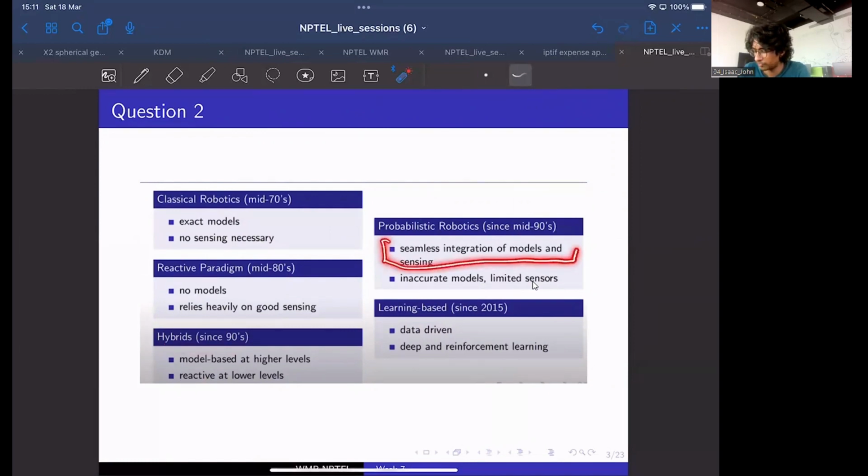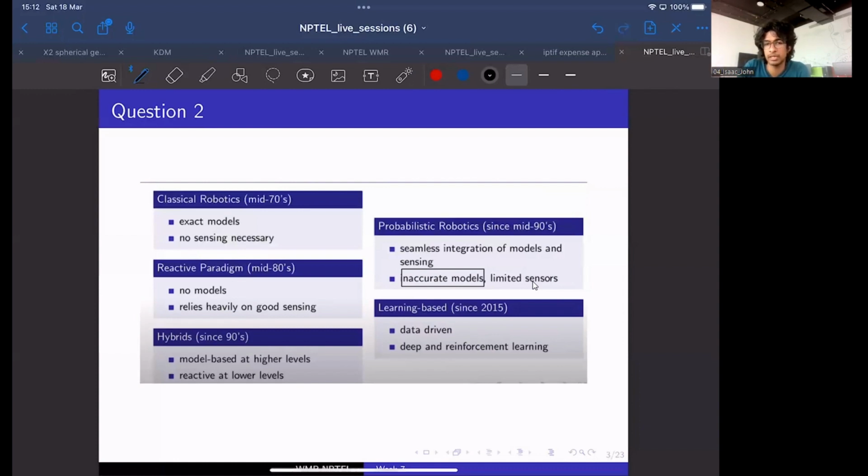The seamless integration of models and sensing. So we'll have to work with inaccurate models, because whatever model we try to develop for a robotic system, be it a kinematic model or a dynamic model, it might not be exact, because we cannot accurately predict how a robot behaves virtually. However accurately we try to model, there will be some inaccuracies in our model. And sensors are also not foolproof. There are some sensor errors associated with them.